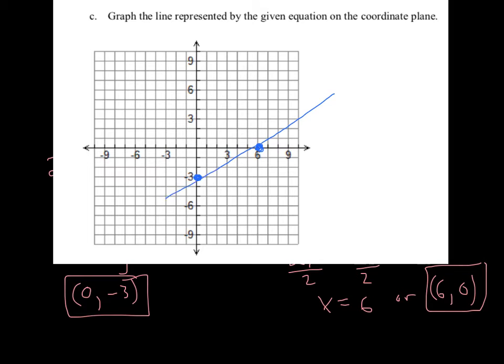Draw the best straight line I can through those 2 points with arrows on both sides to indicate that this line goes on forever in both the left and the right direction.